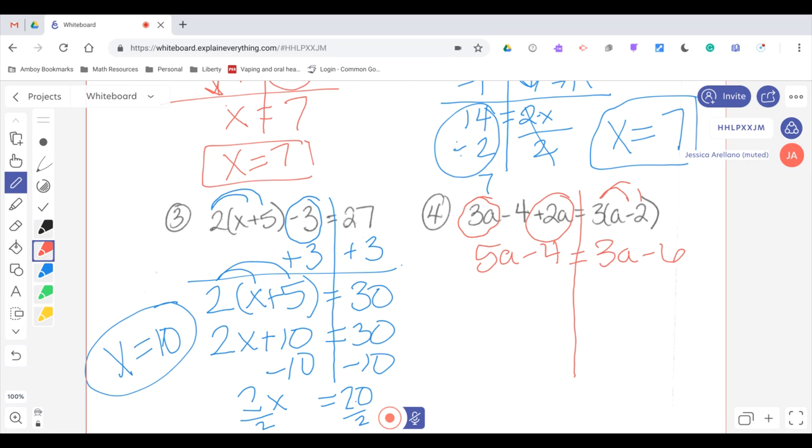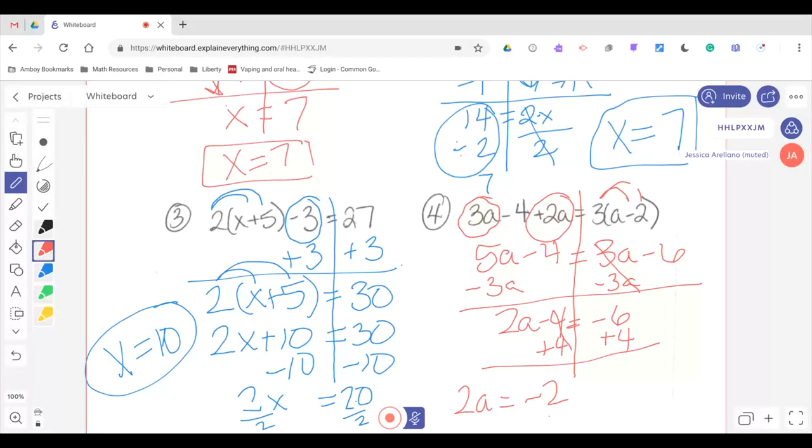Okay. Now I need to bring all the a's together on one side and all the regular numbers together on the other side. I think I'm probably going to subtract 3a over here. I like to keep my variables positive if that's possible. And I will get 2a minus 4 equals negative 6. I'm going to add 4 and get that 2a equals, so negative 6 plus 4. So I have a negative plus a positive. It's going to be negative 2. And if I divide by the 2 that's in front of the a, I get that a is negative 1.